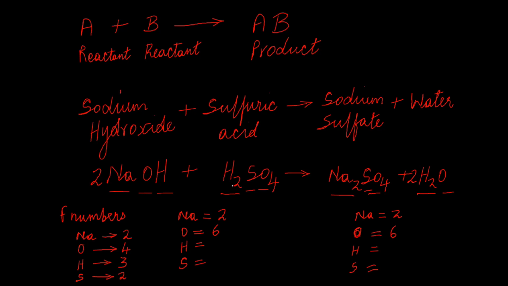Hydrogen, 2 plus 2, 4 on the left hand side. Hydrogen on the right hand side, 2 into 2, 4. Sulfur, 1 sulfur, 1 sulfur. Are the atoms on each side equal? Yes. Now we can say this equation is balanced. Can you understand this? So this is how you must balance the equations. Let's practice a few more. Then only you'll get used to this.